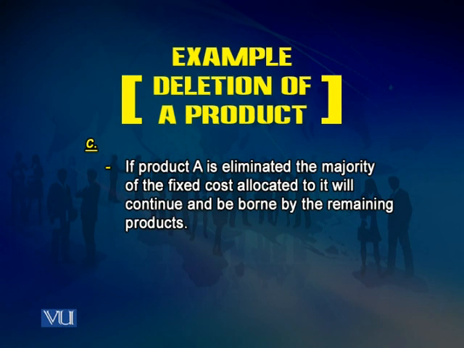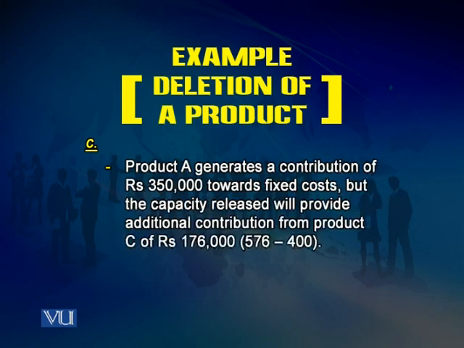This is the important part. In our decision making, we must identify what costs are going to be transferred to other products and what costs are actually going to be eliminated. Product A generates a contribution of 350,000 towards fixed costs, but the capacity released will provide additional contribution from product C of 176,000. The question provided that if you are going to cease product A, you can increase the production of product C.